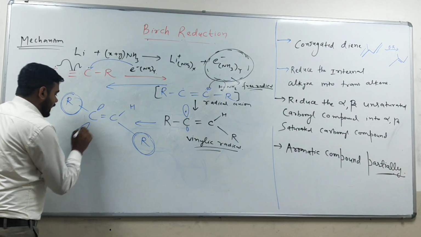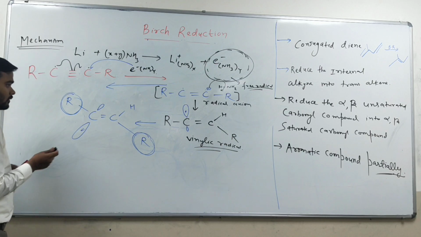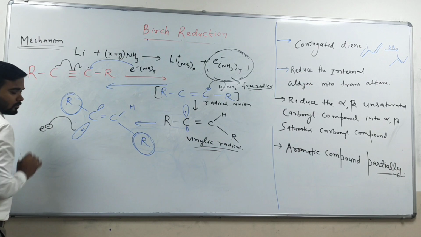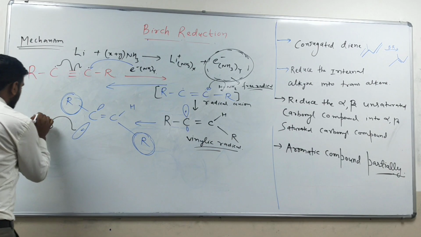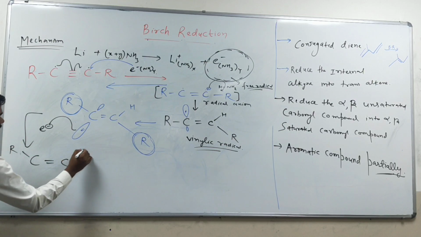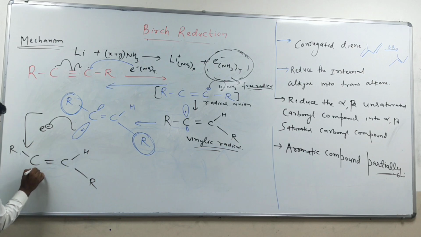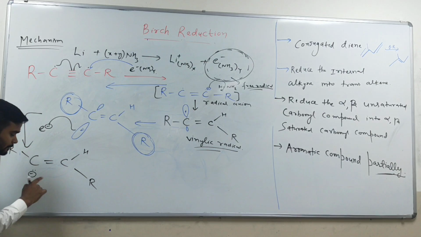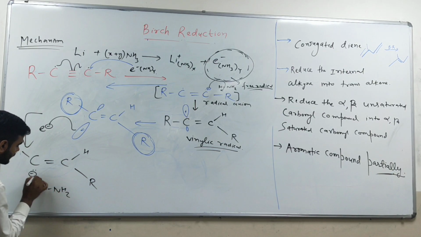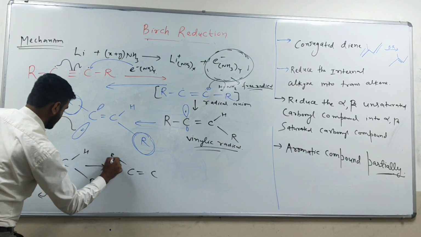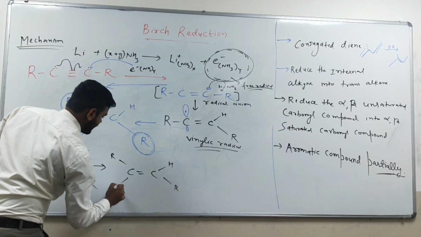And next, what will happen here? One electron, a solvated electron, will again come and fill this particular orbital. The next step will be C double bond C, here R will be there, here H will be there, and a carbanion will form here again. In the next step, again we have ammonia. This negative charge will abstract the H plus. After abstracting the H plus, it will form C double bond C, here R, here H, here R, and again here one H will come.